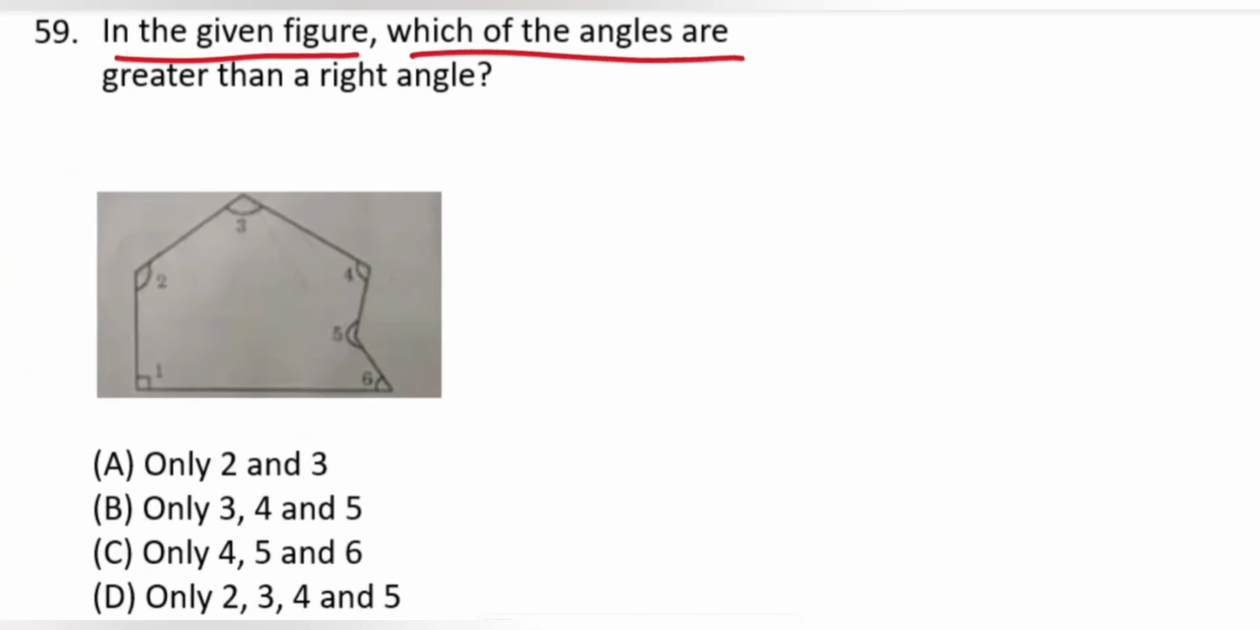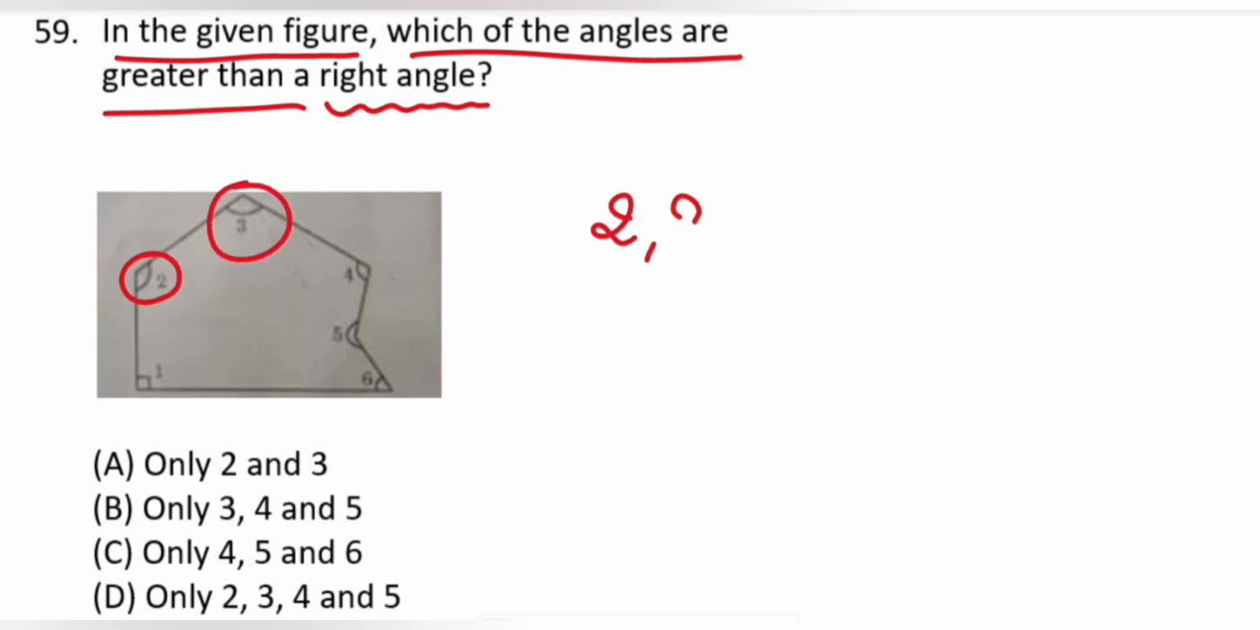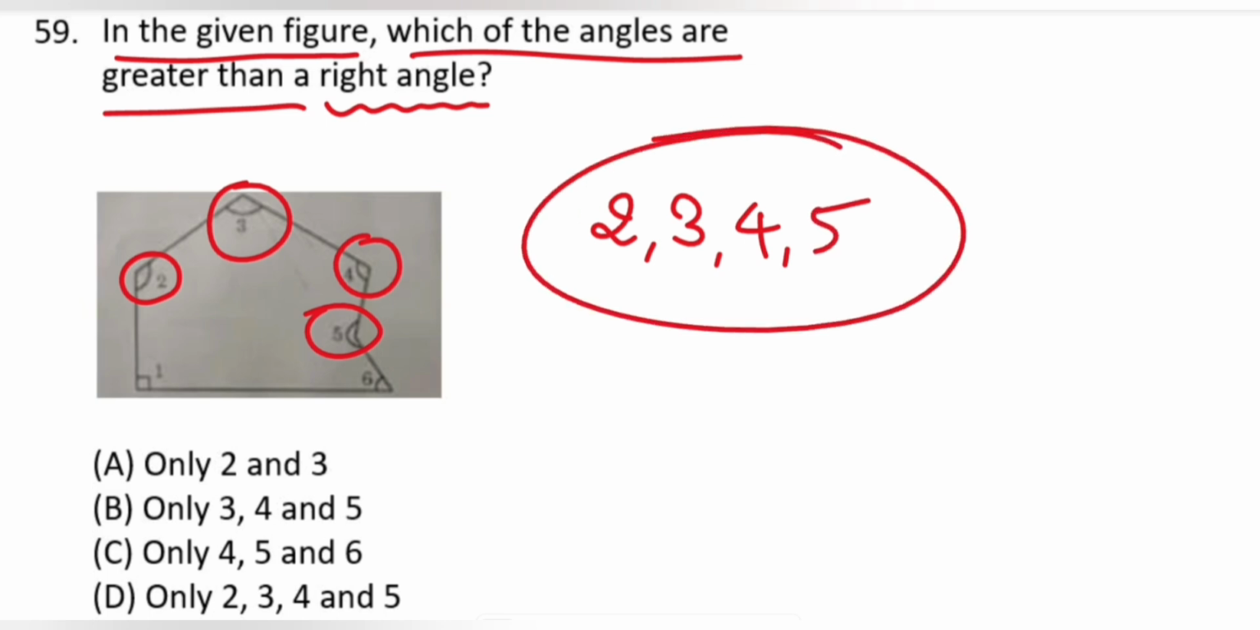Here in the given figure, which of the angles are greater than right angle? So we have to find out all the angles which are greater than 90 degree. Okay, so angle 2, 3, 4 and 5 are greater than 90 degree. Okay, so option D, only 2, 3, 4 and 5 are the greater than 90 degree angles. Okay, let us move on to the next question.